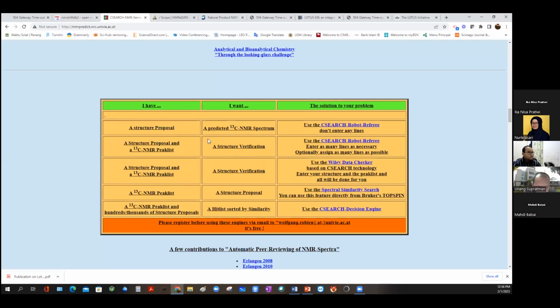Structural verification, and so on. But this information you have to register. You key in how many carbons, how many hydrogens, heteroatoms, and so on. You can put the range of the molecular weight of your compounds. After that, they will generate the information and send it to your email. That's why you have to register.